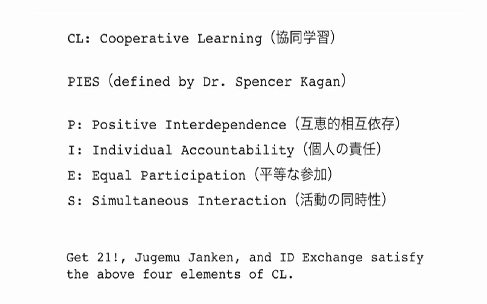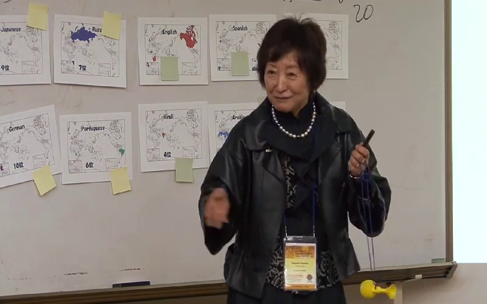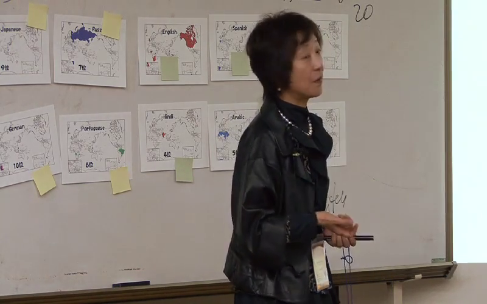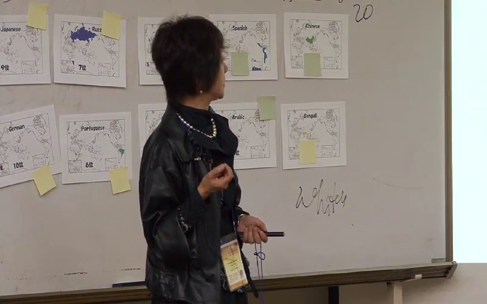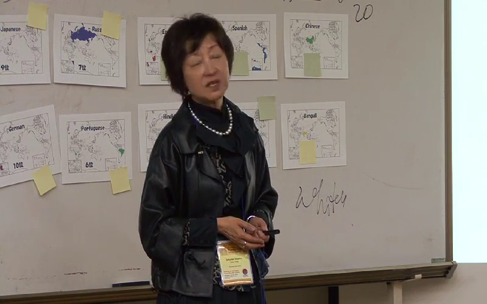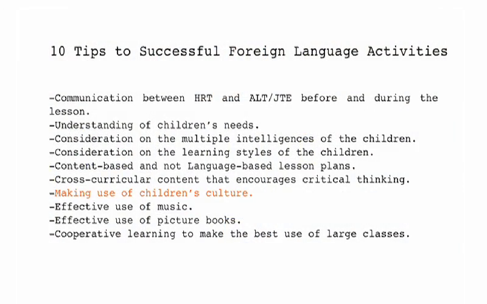So we need to get out of the, when I train teachers in elementary schools, they are the product of the traditional teaching. So they want to do something, but when they do actually teach, they are actually repeating what they were taught. So repeat after me, open your textbook. But we need to create an activity where children learn from each other. So get 21, Jugemu Janken, and ID exchange. Those all satisfy the 4 principles of cooperative learning. So please look at this.